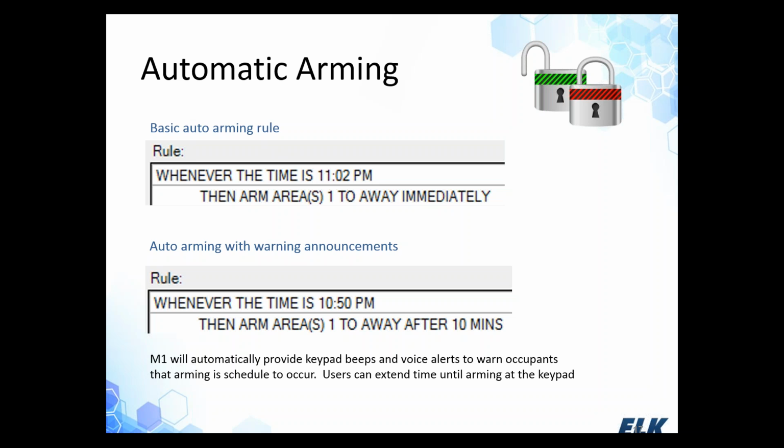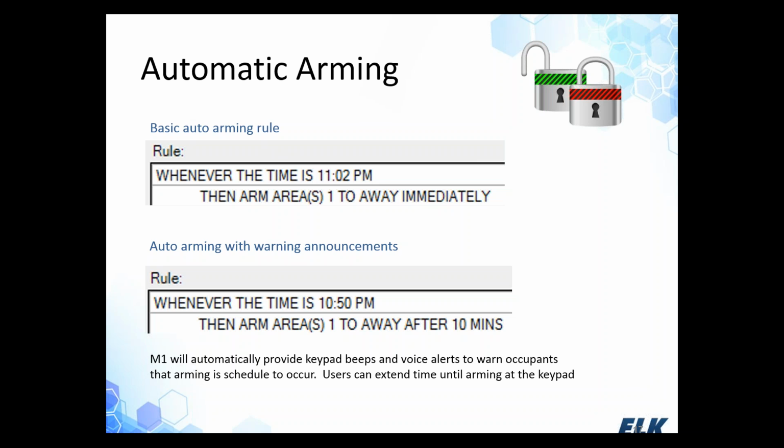Likewise, we can set it up so that it has auto arming with a warning announcement. So in this scenario, we have whenever the time is 10:50 p.m., then arm area 1 after 10 minutes. So the M1 will automatically provide keypad beeping and then a voice alert to warn those in the building that the system is going to arm.